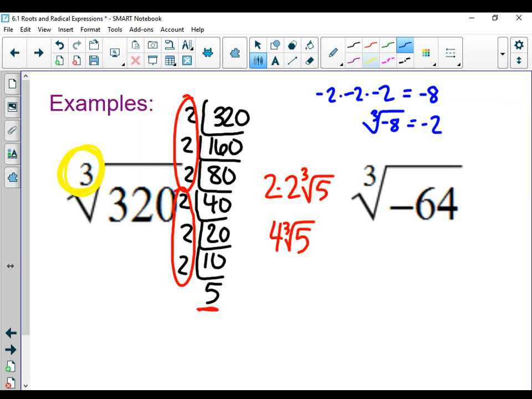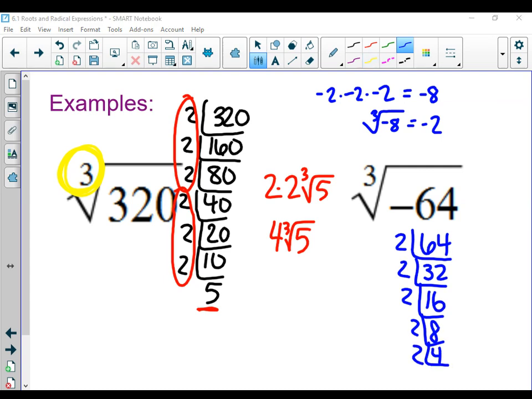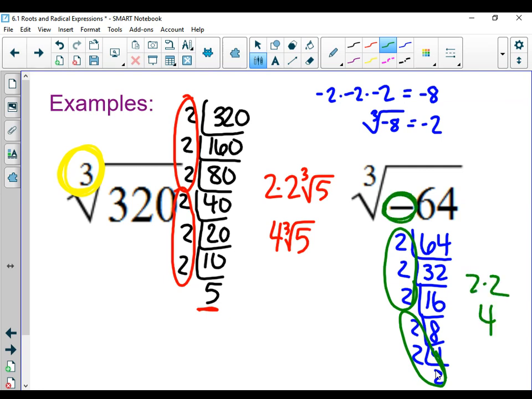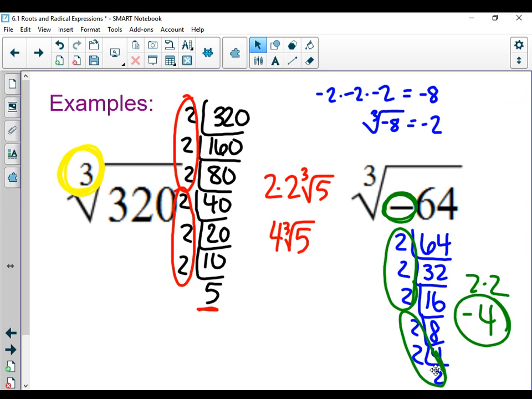So if I take 64 and I start dividing it out, okay, and I'm looking for 3 of a kind. Well, conveniently, I had 2 3 of a kinds. And then just because I have this negative in here, it makes it negative, okay? So in other words, don't use the negative when you're breaking down the radical. That's just another thing to write, okay? It's going to be a waste of time. It's going to be something else you have to write, and it just gets in the way. Just write it as a part of your answer at the end, okay?